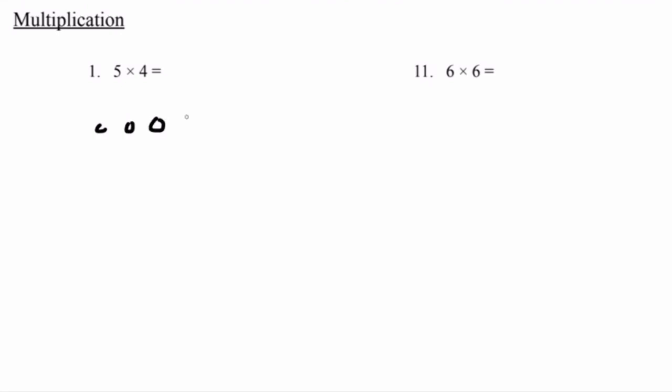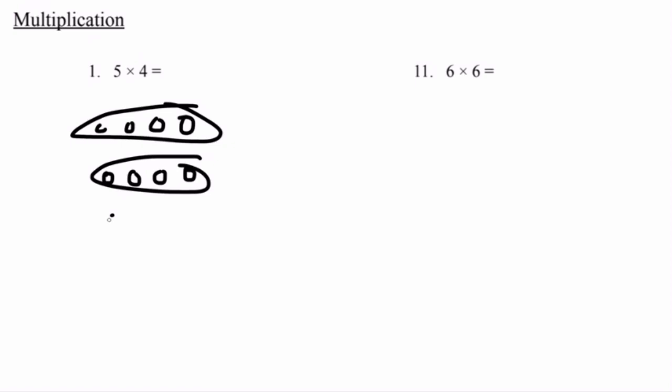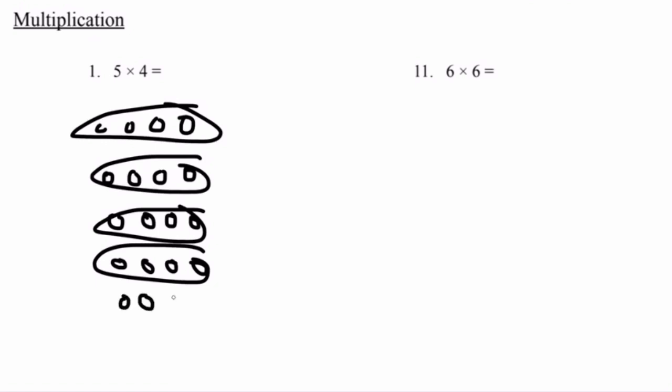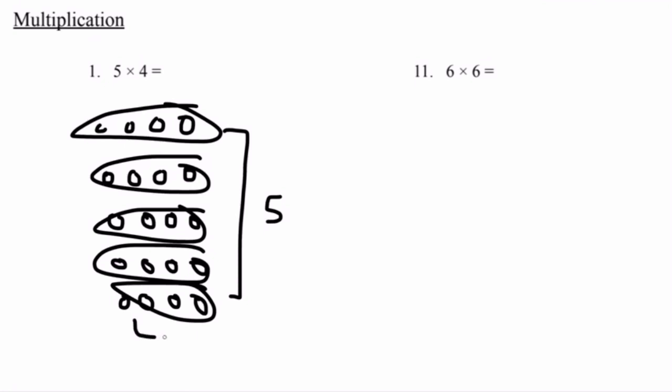1, 2, 3, 4. We now have a total of 5 groups and 4 circles. Now we need to individually add all these circles up to find our final answer.